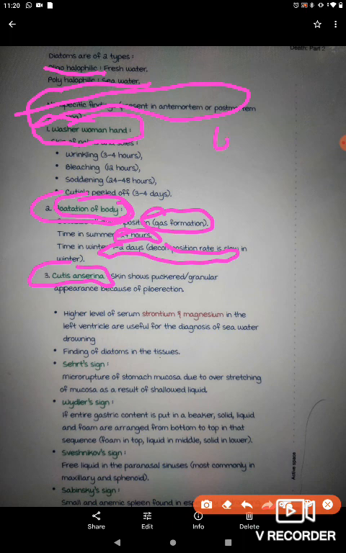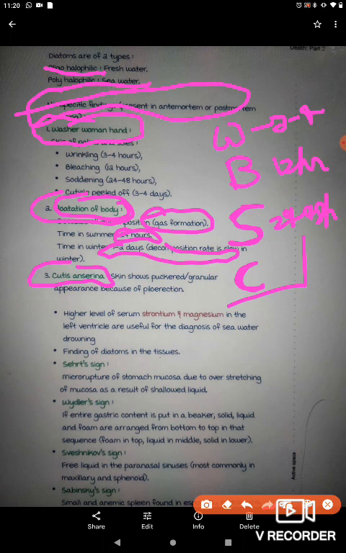So, wrinkling of the skin, bleaching of the skin, sodden skin, and the cuticle getting peeled. Wrinkling takes just 3 to 4 hours, 12 hours for the bleaching, 24 to 48 hours, 1 to 2 days, for sodden skin, and 3 to 4 days for the cuticle of the skin getting peeled off. And cutis anserina is just skin showing puckered or granular appearance because of the piloerection.